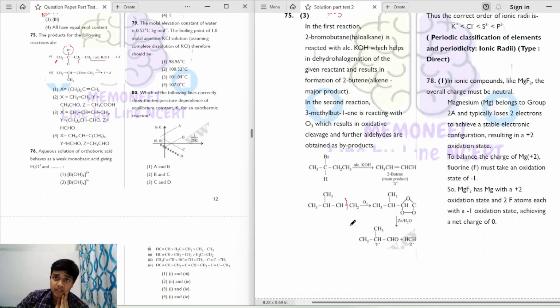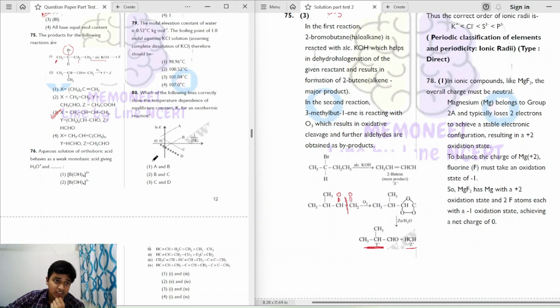The double bond breaks, right? So the double bond is cleaved and each carbon atom forms a double bond with an oxygen atom. So this is what happens in ozonolysis finally. So an aldehyde is formed here and a formaldehyde is formed. So if we take a look at our options, option 3 will be the correct answer, right? X is 2-butene, and then we have two aldehydes formed in the second reaction as Y and Z.